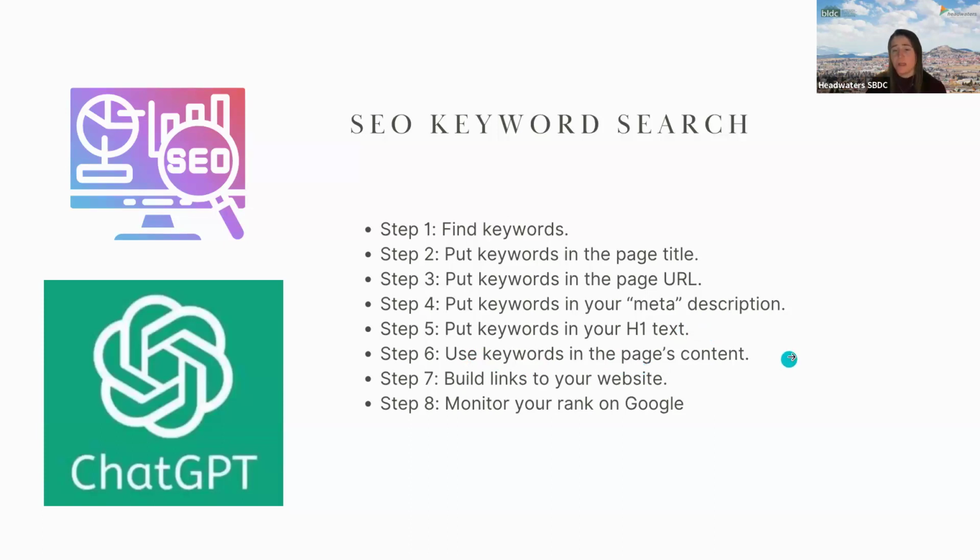You'll also want to use them in your page's content. So that's why I'm bringing this up now. Your homework will be to write your content. So do that keyword search first, have your list available, and then create your content using those words. And then also with building links to your website, use those keywords in the link, as we talked about here with the URL. And then just monitor your rank on Google.